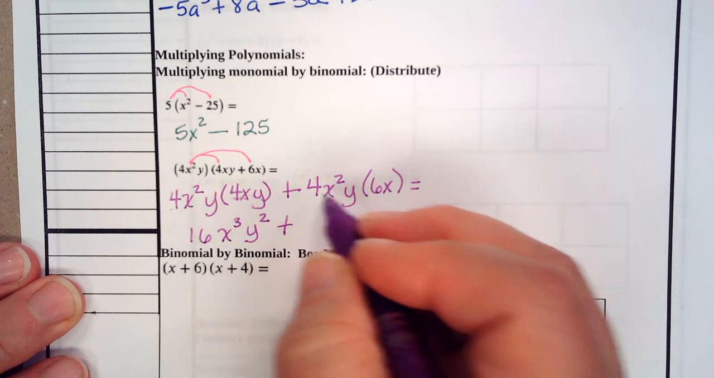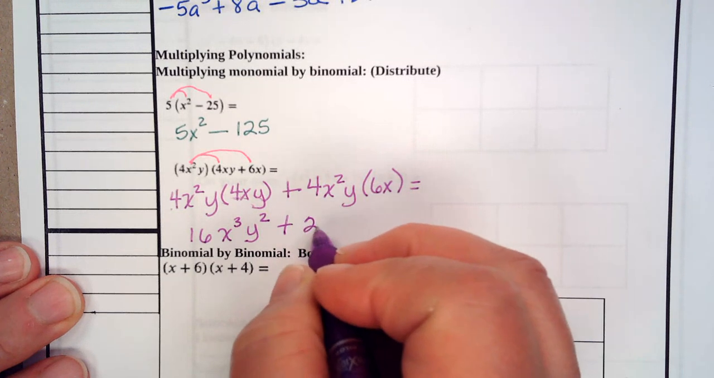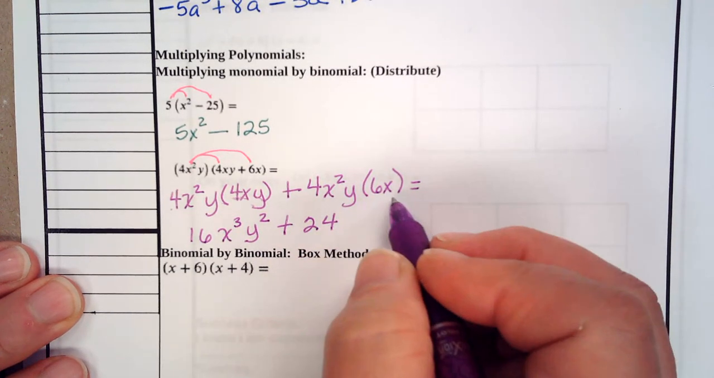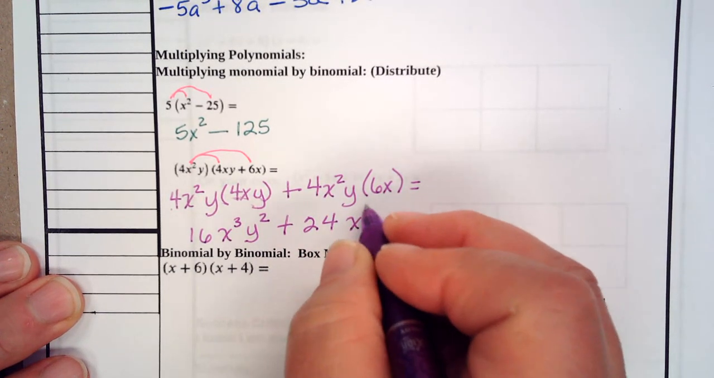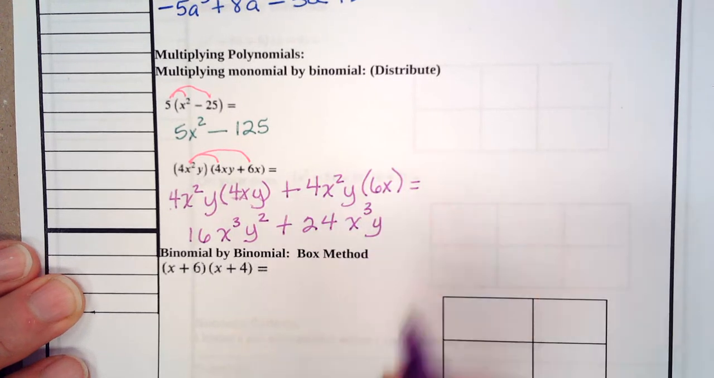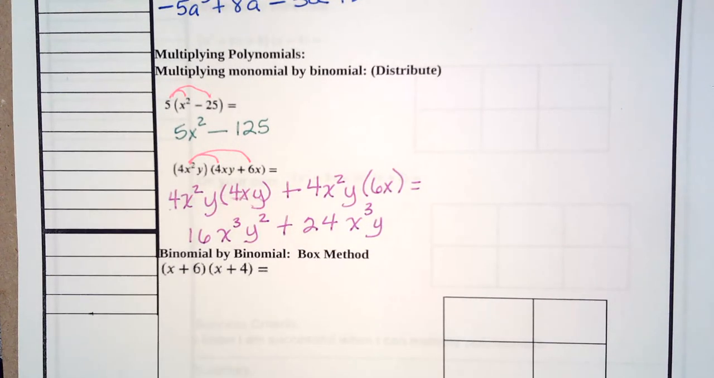Plus 4 times 6, 24. x squared times x is x to the third. Bring your y down, and we are done.